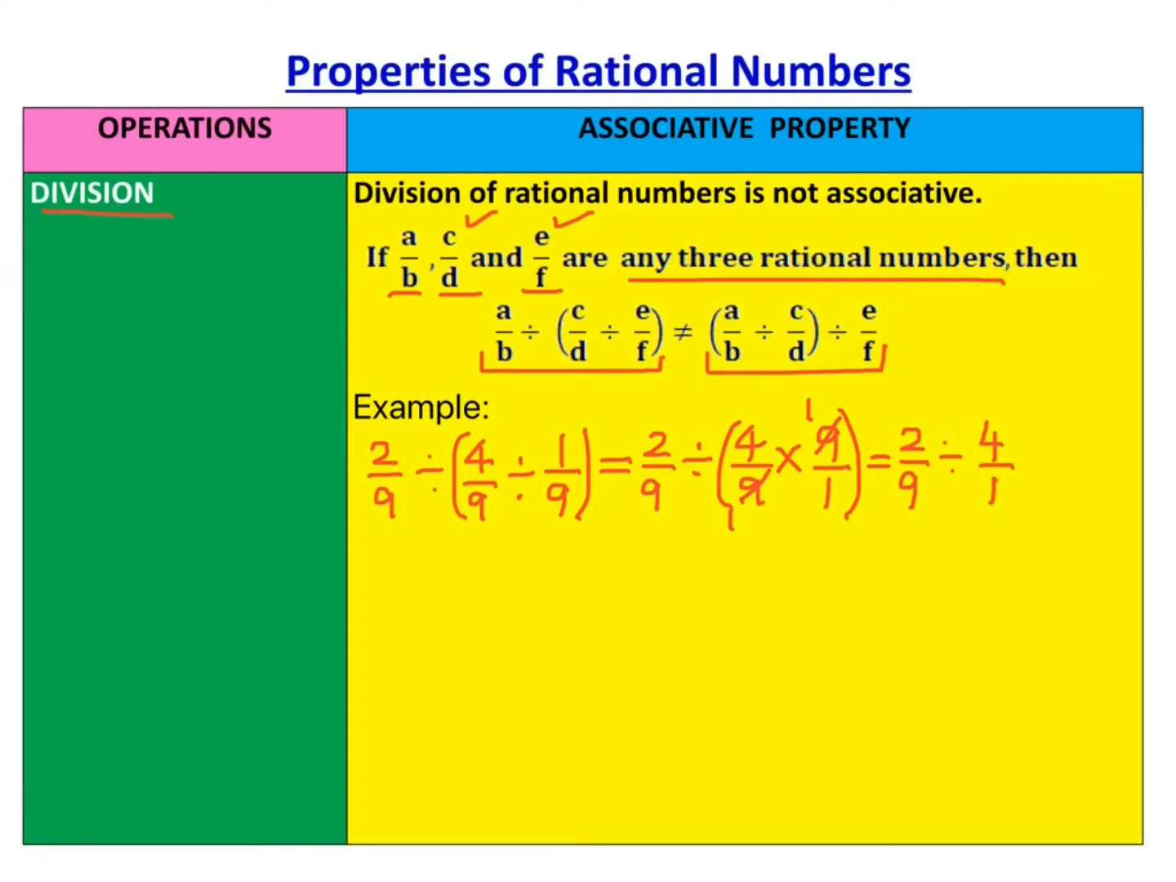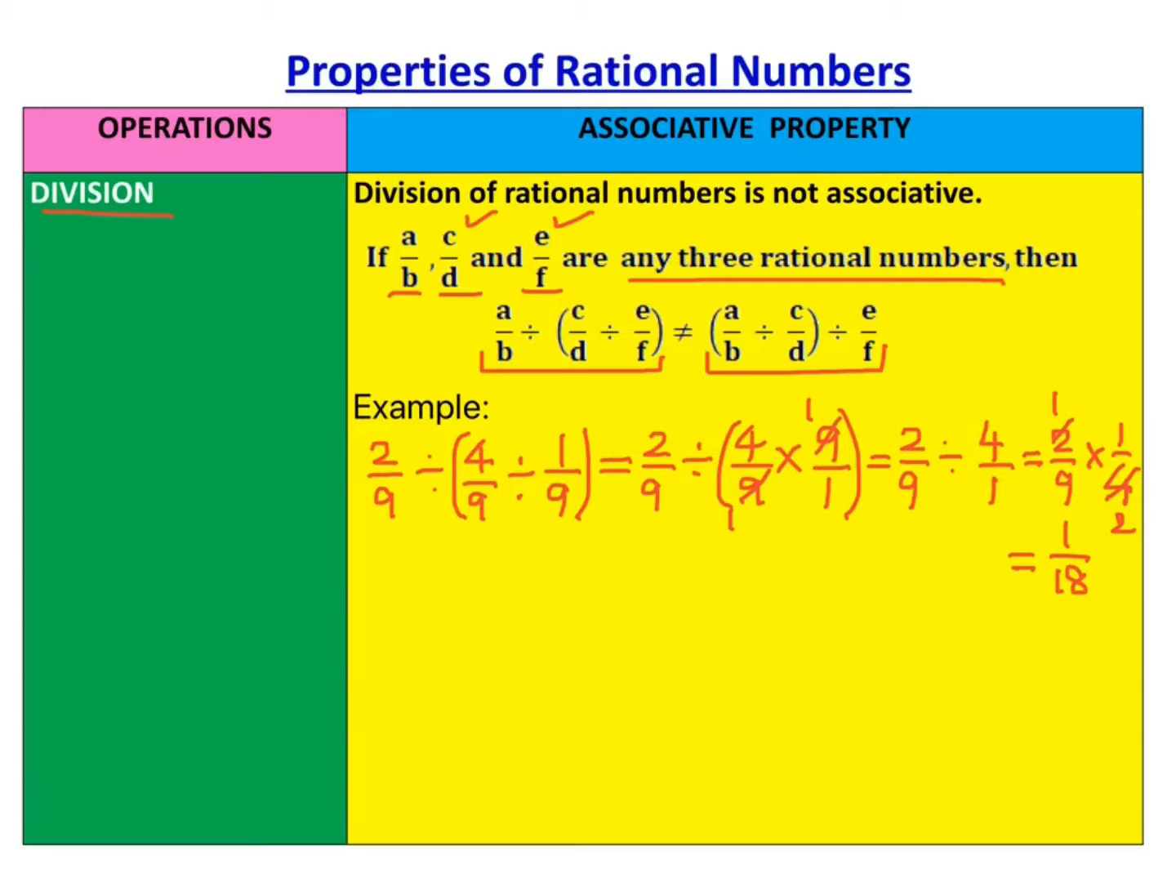Now this expression is equal to 2 by 9 multiplied by the reciprocal of 4 by 1, that is 1 by 4. Here 2 and 4 have 2 as common factor. Let's cancel it. 2 times 1 gives 2, 2 times 2 gives 4. Therefore this expression is equal to 1 times 1 is 1 by 9 times 2 is 18. 1 by 18 is the answer.